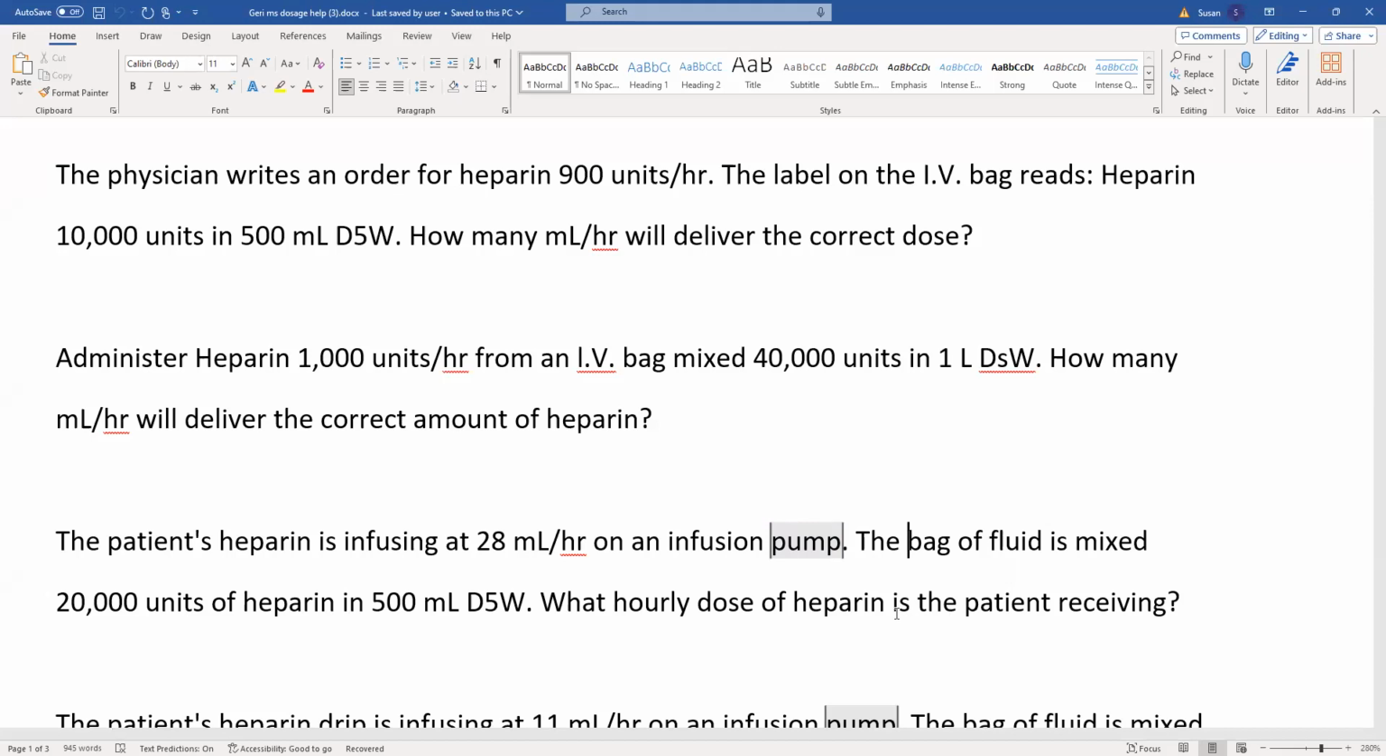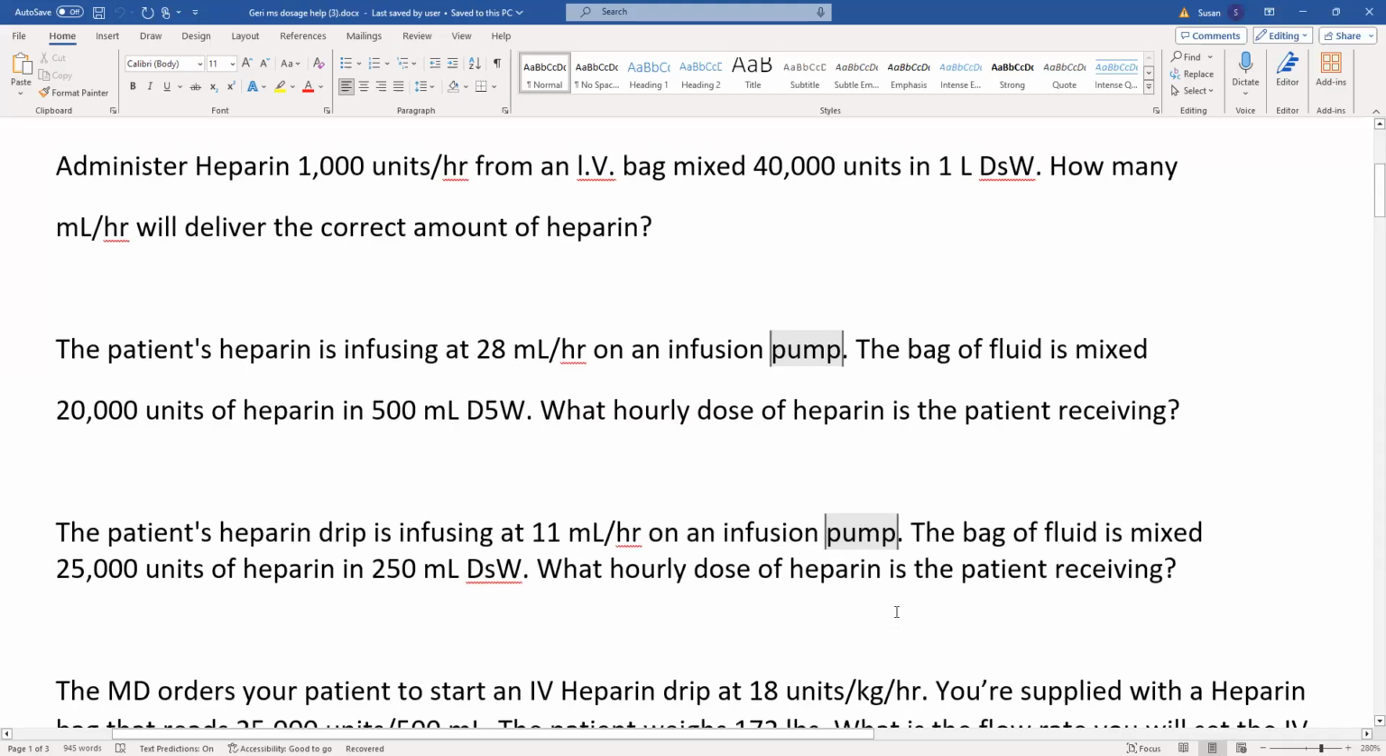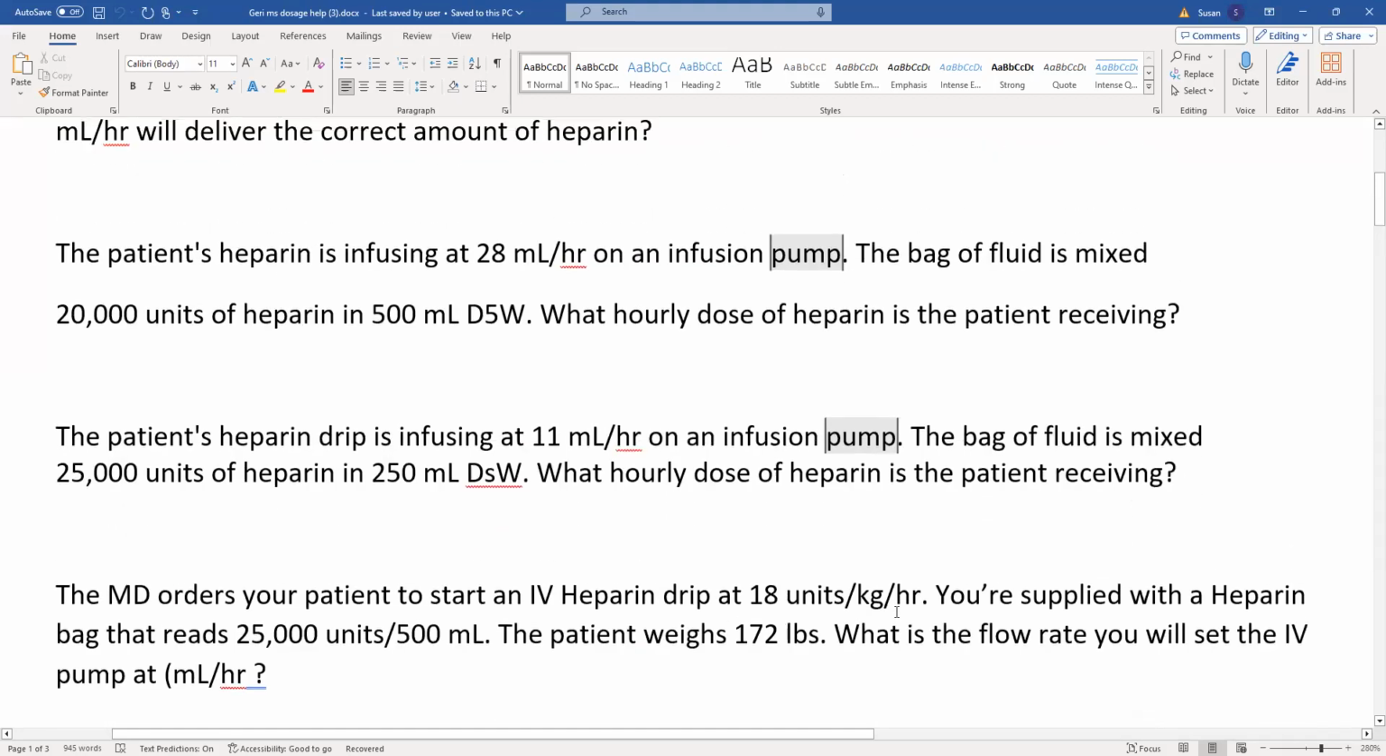Hold on, the one with the patient, heparin infusing at 28 milliliters on an infusion pump. I'm confused with that one. Okay, let's look at that one. It's asking for the hourly dose of heparin, so it's looking for how many units the client is getting. In order to do this, you have to determine how many units are in each mL first. You have 20,000 units in 500, so you take your 20,000 and divide it by 500, and that will tell you how many units are in each mL.